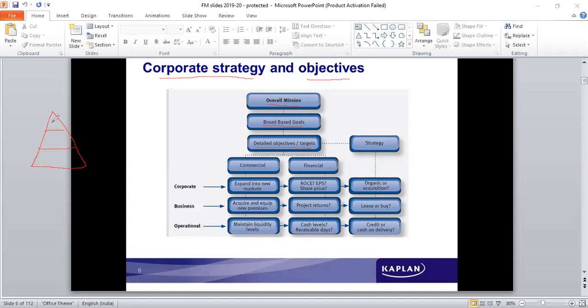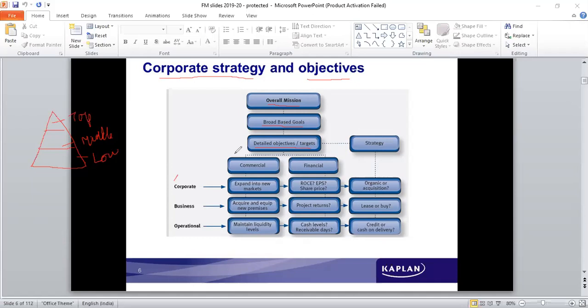This is the top level, which we also call the corporate level. Then the middle level, which is also called the business level. Then the low level, which is also called the operational level. So why are we looking at these three levels of management?